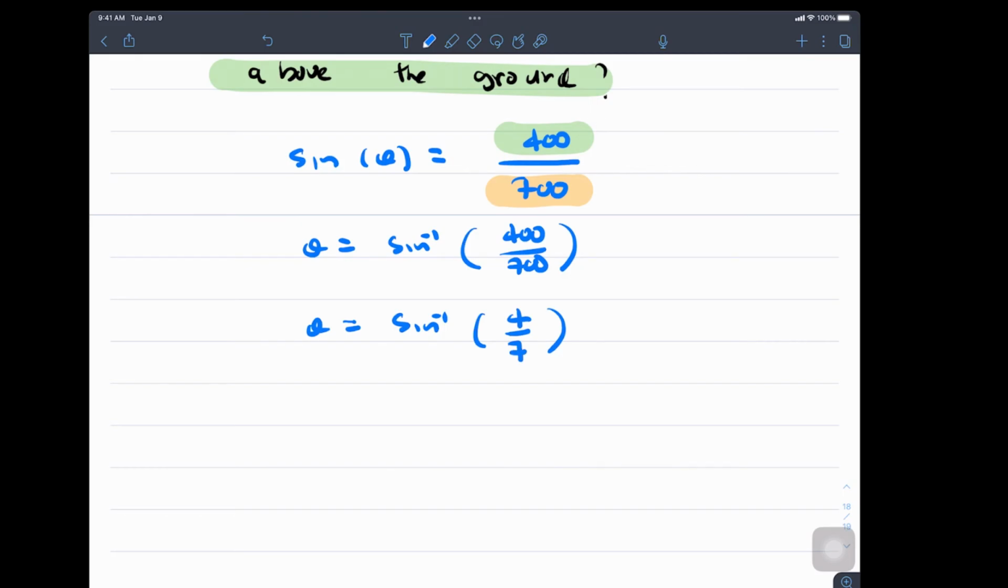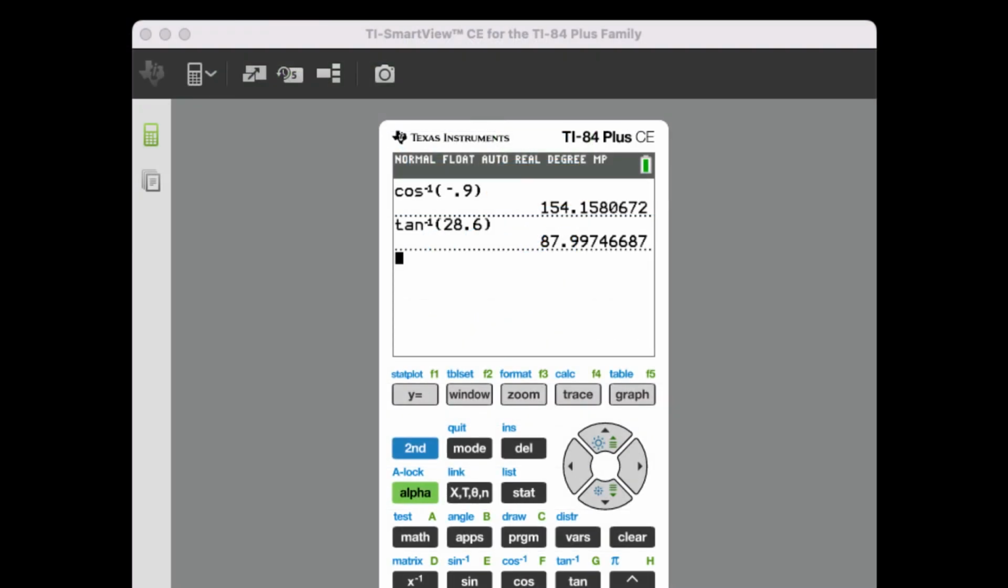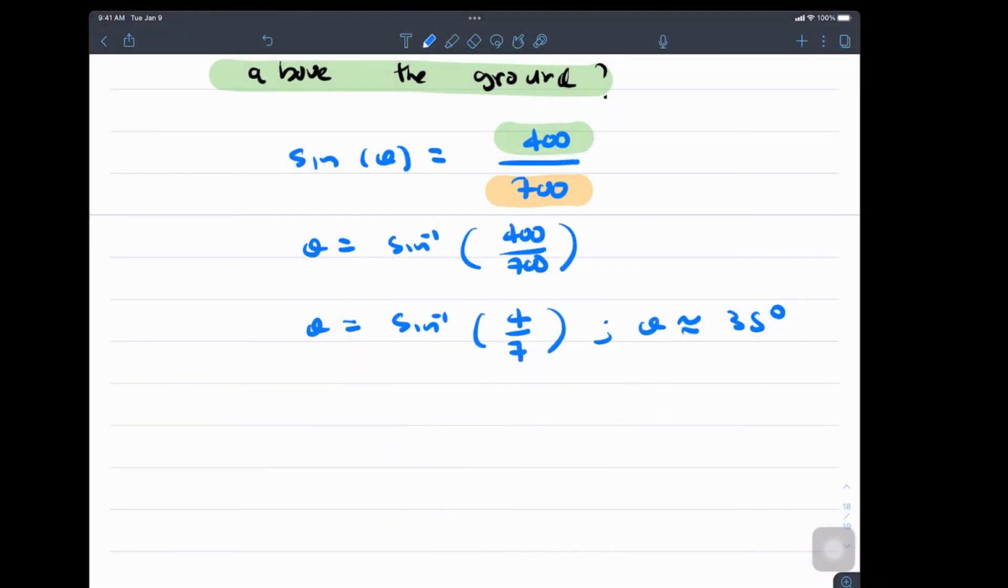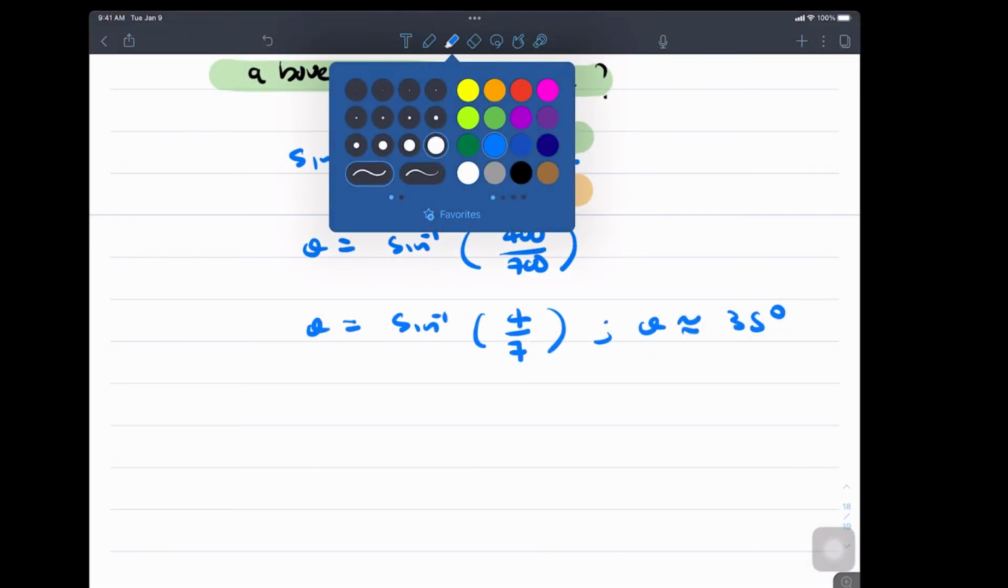And then now I can go to my calculator and say, calculator, what in the world is inverse sine of 4 divided by 7? Do you guys know what I mean? And what do they say now? What is this to the nearest degree? Theta is about 35, because my calculator is set to degrees. So theta is 35 degrees, ladies and gentlemen.